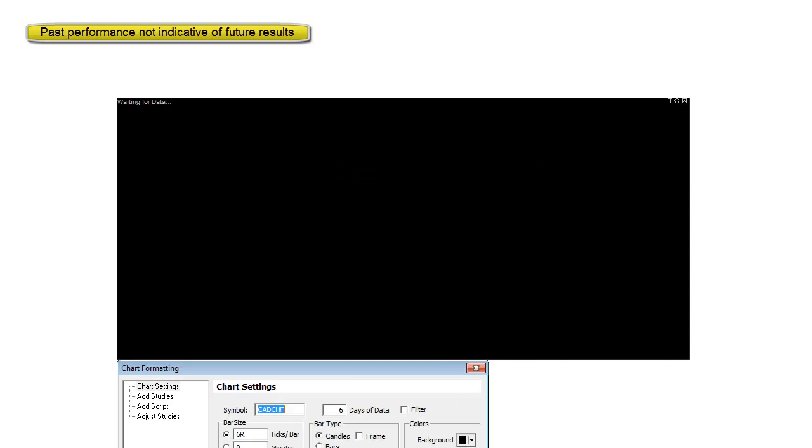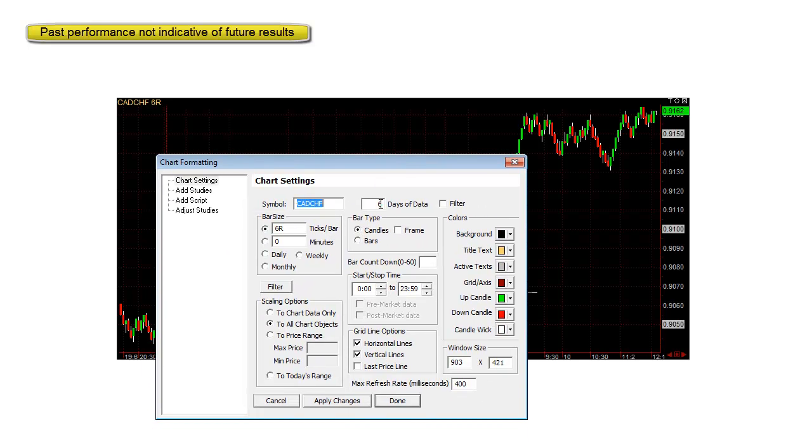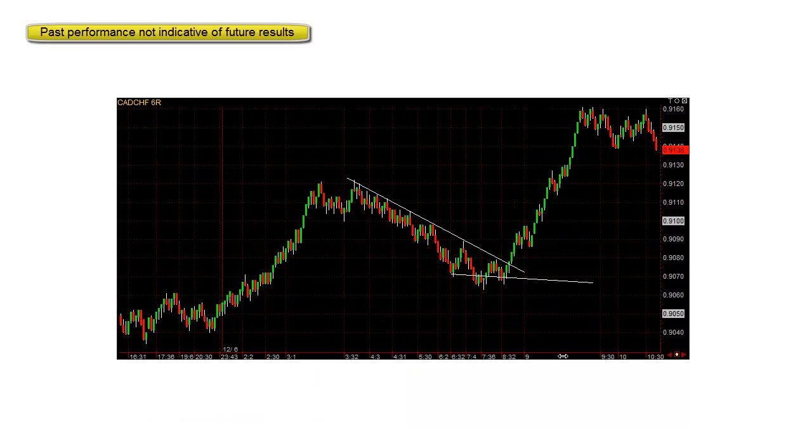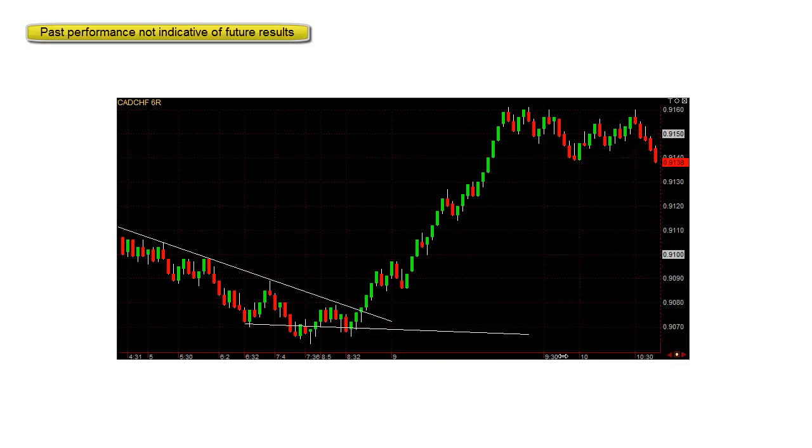It's faster when you do this if you select less than 6 days of data. It's a lot of data to download. And so you can see on a range bar chart, there's some entries on this that you wouldn't have even found on a 5-minute chart.